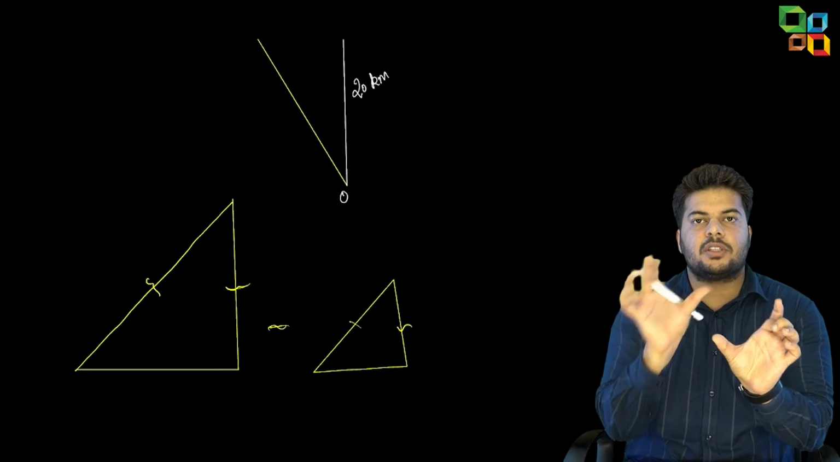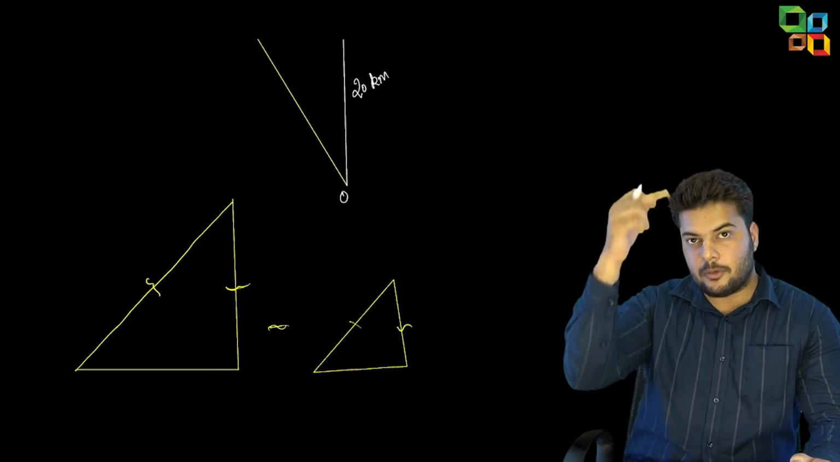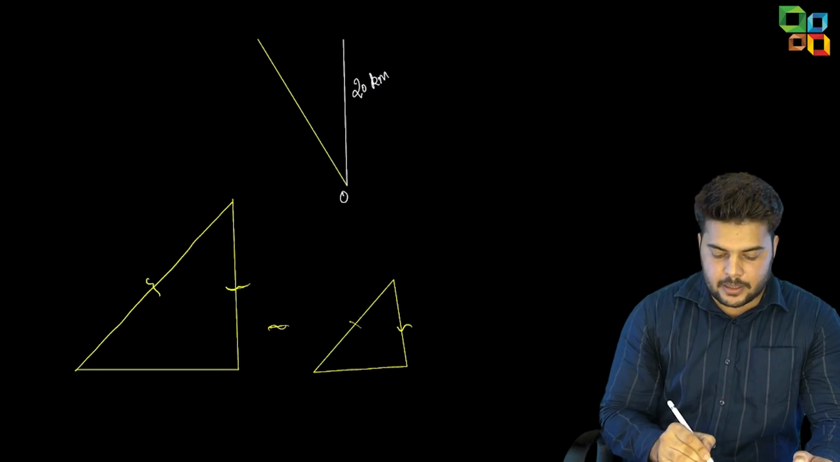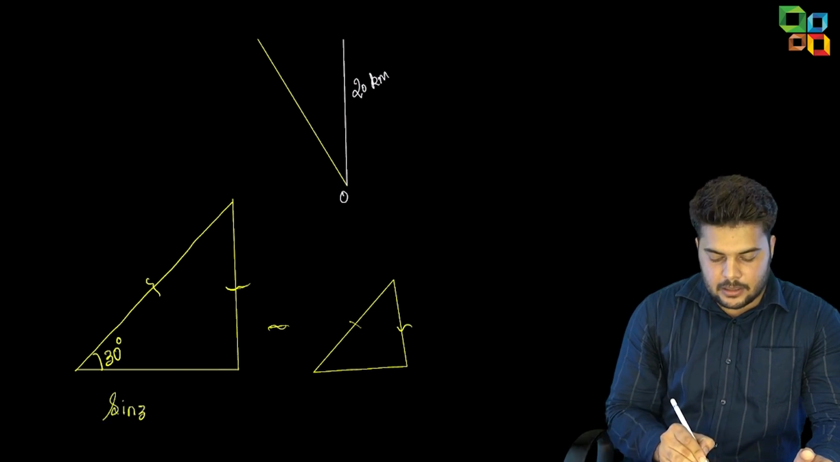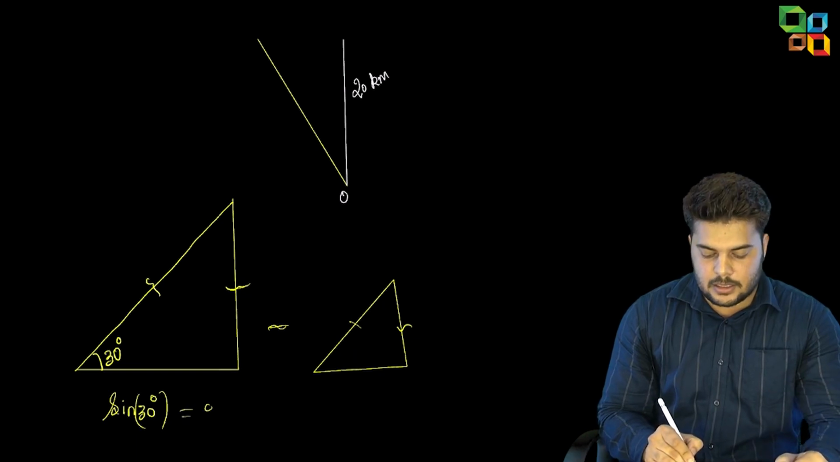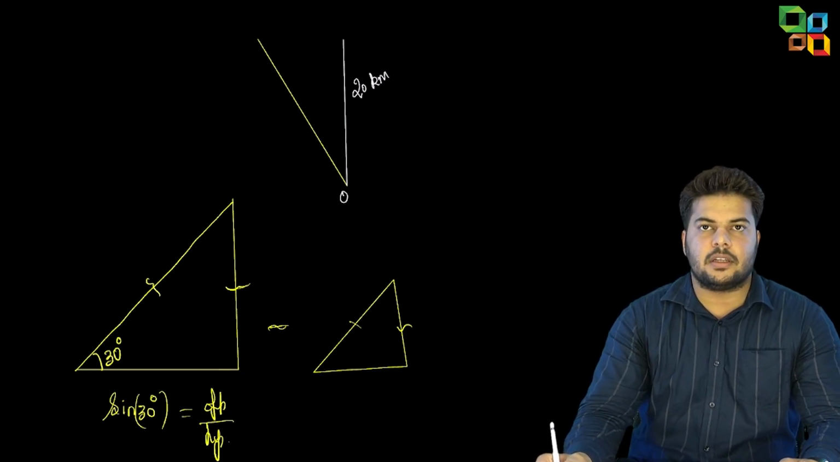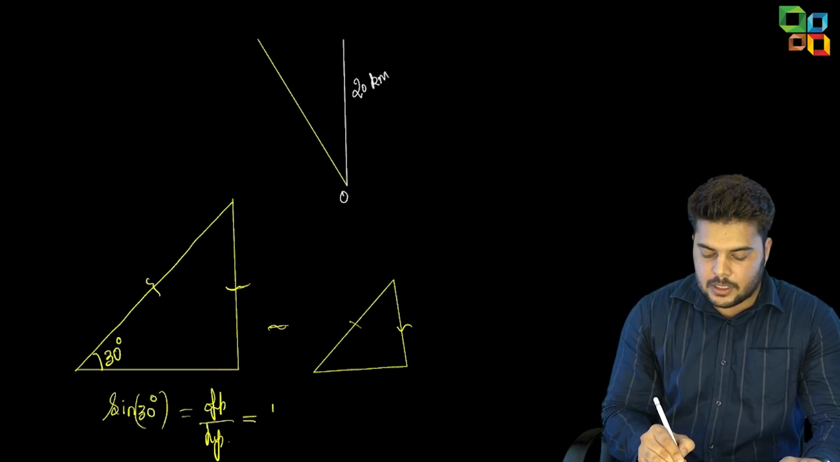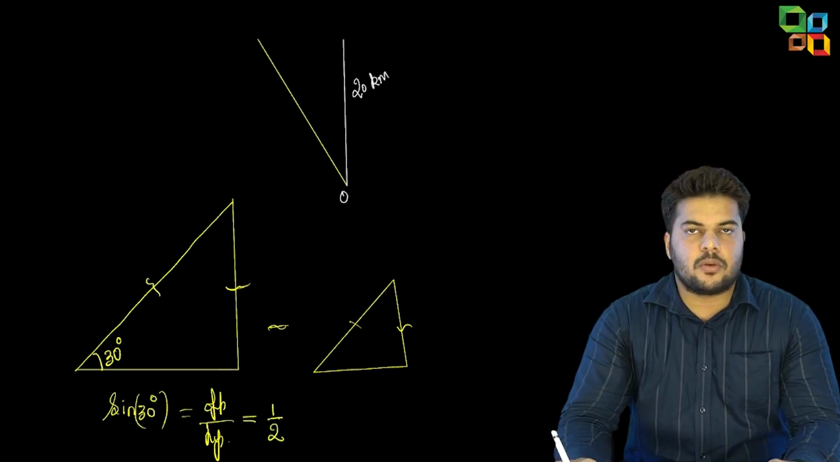Right? Because the ratios have to be same. Now, before, when I was doing that, I had discovered this fact. If this is 30, then sine of that 30, sine of any angle, not just 30, sine of any angle is defined as opposite by hypotenuse. Remember that? And we found that sine of 30 is equal to half.